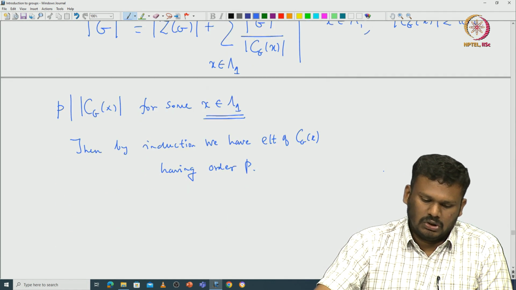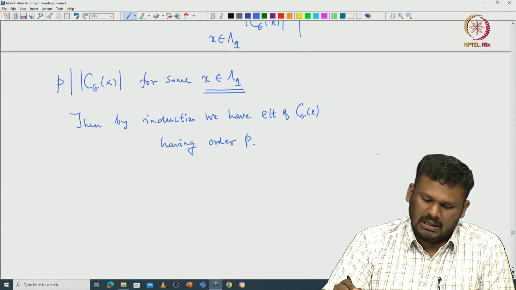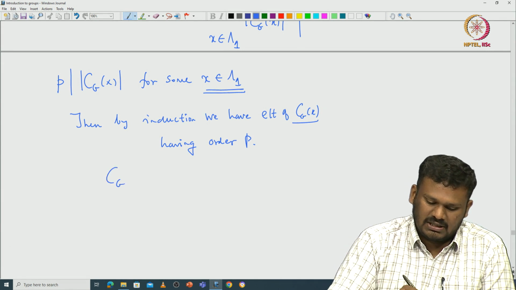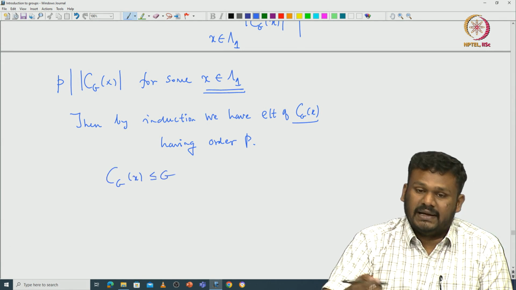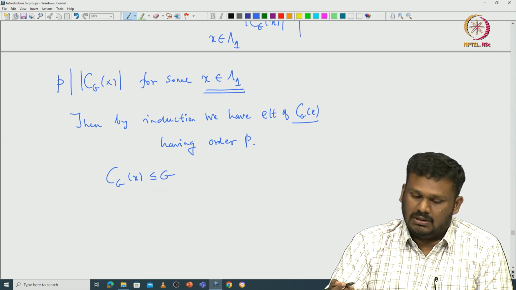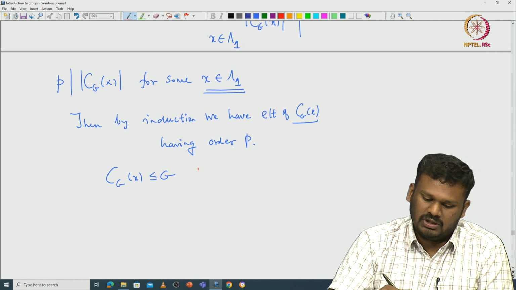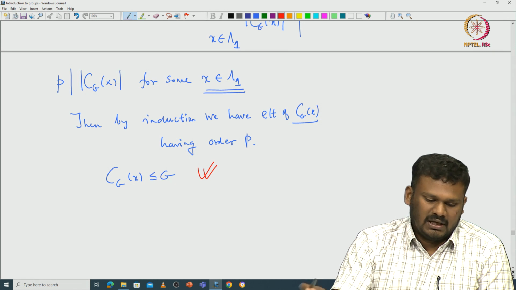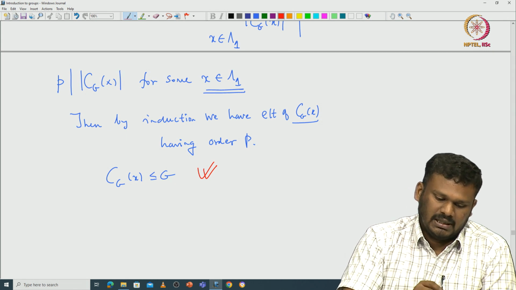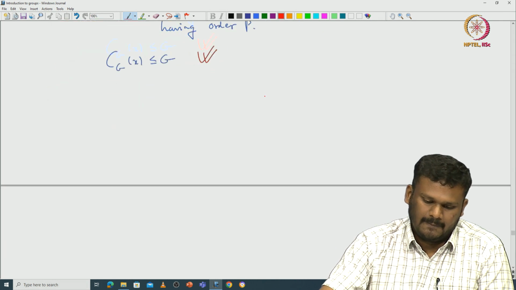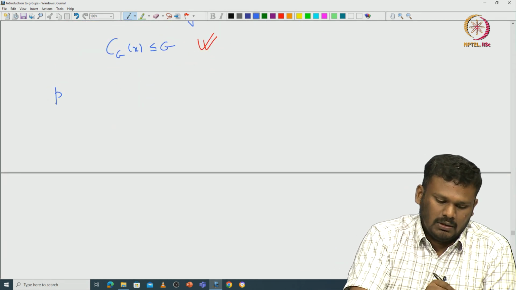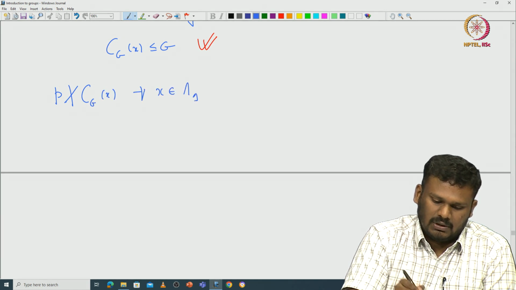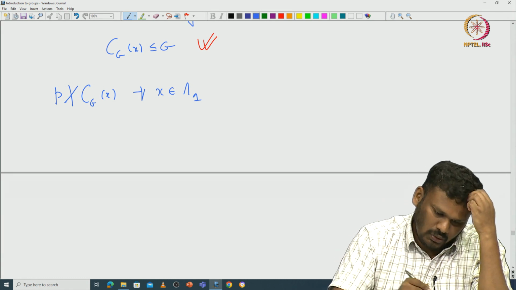Okay. So now by induction we can actually conclude that C_G(x) has order p. Now C_G(x) being a subgroup of G, our theorem is true for G. So this completes the proof for G by induction. In particular, we can just assume that p does not divide |C_G(x)| for all x in Λ1. You can just safely assume p does not divide |C_G(x)| for all x in Λ1. Okay. So now look at this equation.